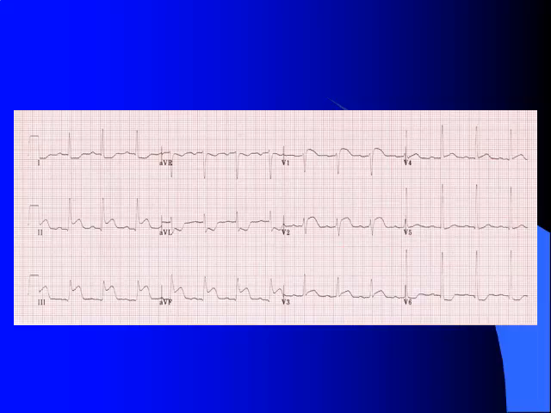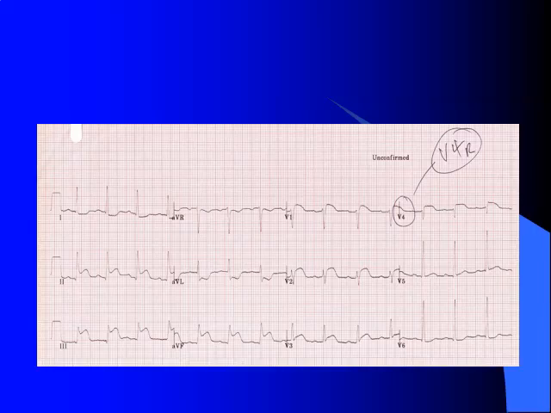Here we have an example of an inferior wall MI. We see ST elevation in leads 2, 3, and AVF with reciprocal changes noted in leads 1 and AVL. We also have ST elevation in V1, and ST elevation in lead 3 that is greater than the elevation in AVF. So this patient is a candidate for obtaining a right-sided 12 lead, replacing V4 with V4R.